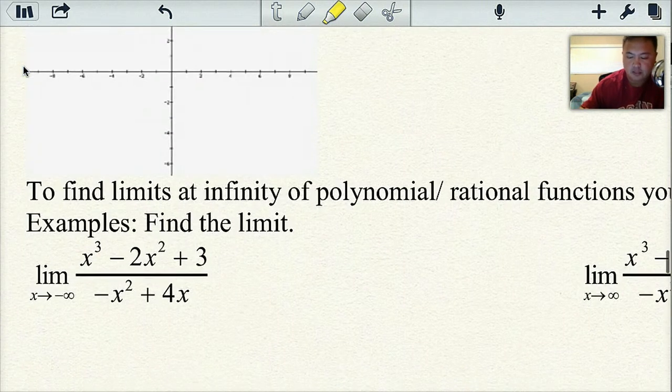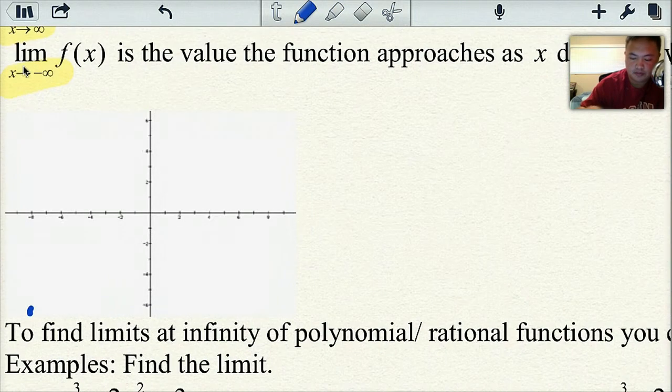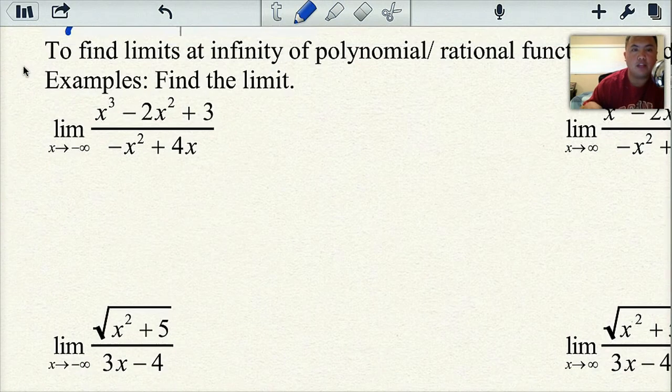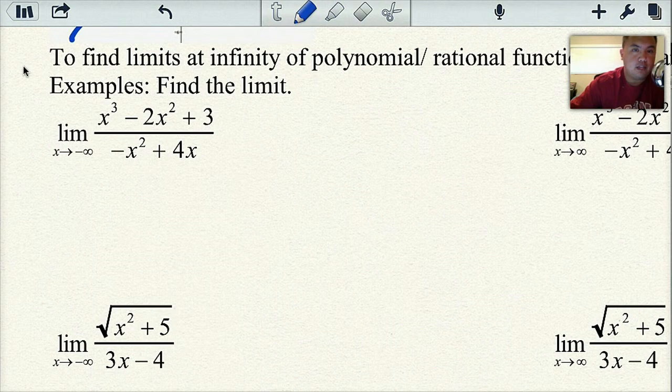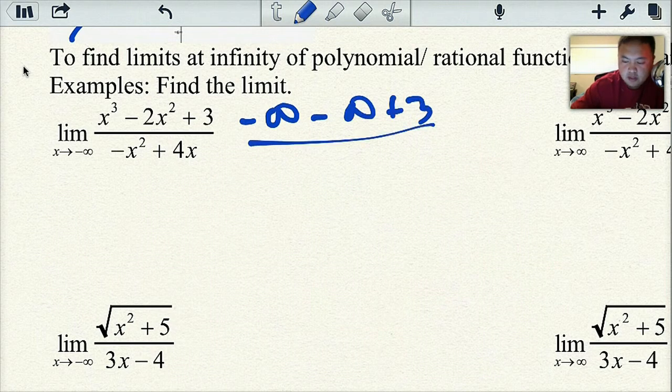Okay. Here's a problem. This one says find the limit as x goes to negative infinity. Here's the problem. If I plug in negative infinity, I get negative infinity to the third power, which is negative infinity. I get negative infinity squared, which is positive infinity, times a negative 2, which is negative infinity, plus 3. On the bottom, I have negative infinity squared, which is infinity, times a negative, which is negative infinity, plus 4 times infinity, which is infinity. Now, question is, what is negative infinity minus infinity plus 3 over negative infinity minus infinity?